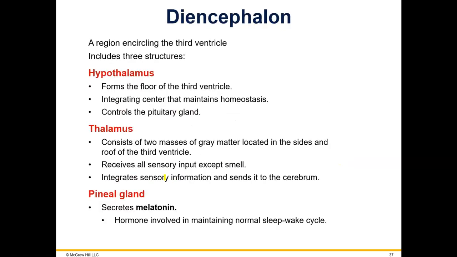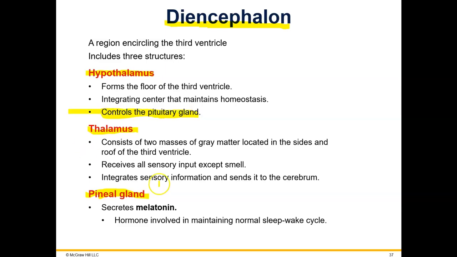Okay, there is a structure in the brain. I can show you this on the illustrations. It's called the diencephalon, and it contains three structures: the hypothalamus, the thalamus, and the pineal gland. And for the hypothalamus, you just need to know that it's an integrating center that helps maintain homeostasis. A lot of times we associate it as our body's thermostat, because it helps regulate body temperature. But it does control the pituitary gland, which is also in the brain.